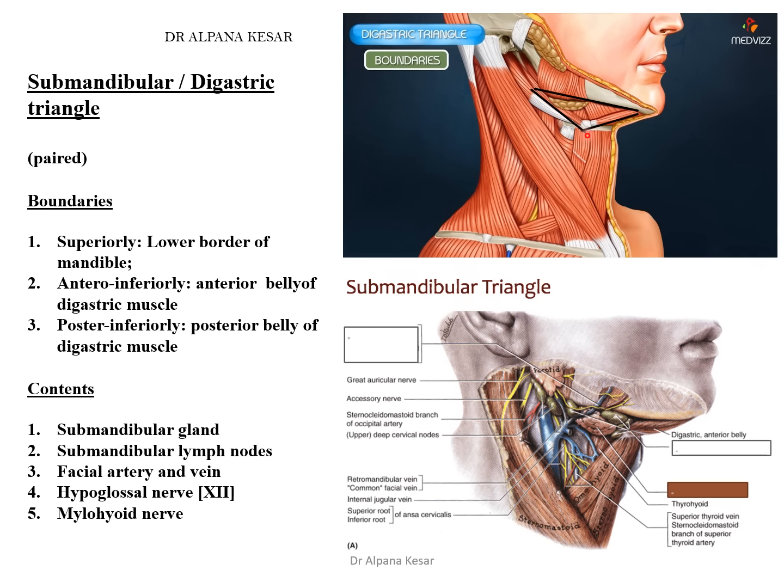The contents of the digastric triangle are the submandibular salivary gland, submandibular lymph nodes, facial artery and facial vein, hypoglossal nerve, and mylohyoid nerve.